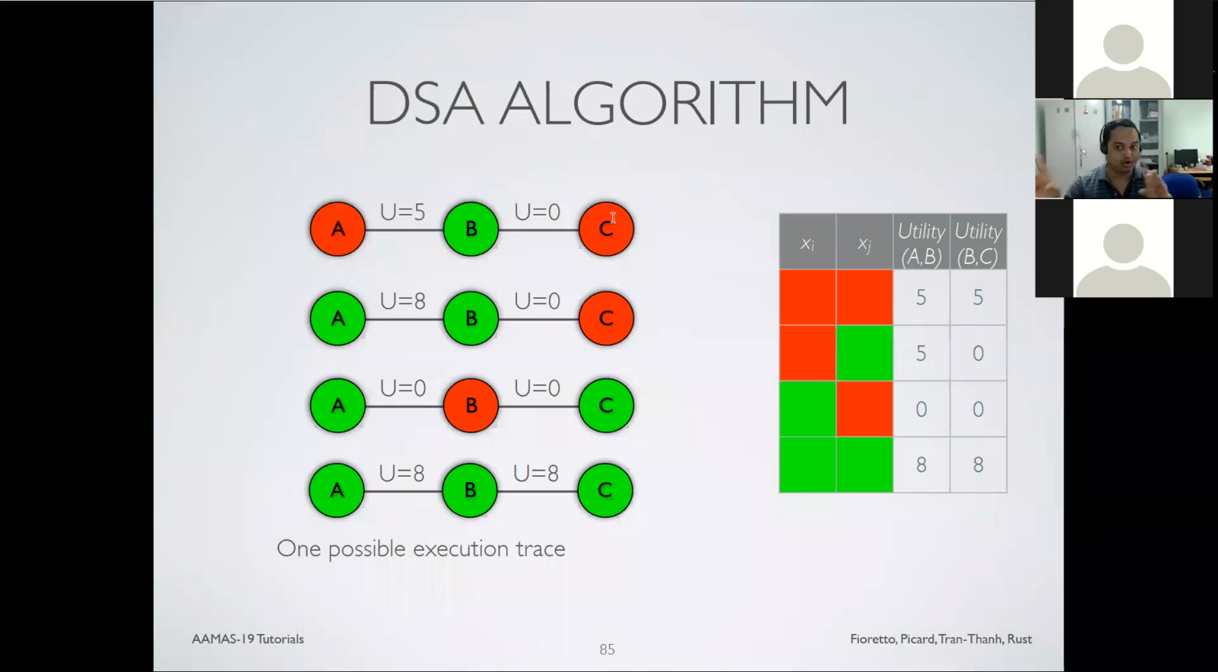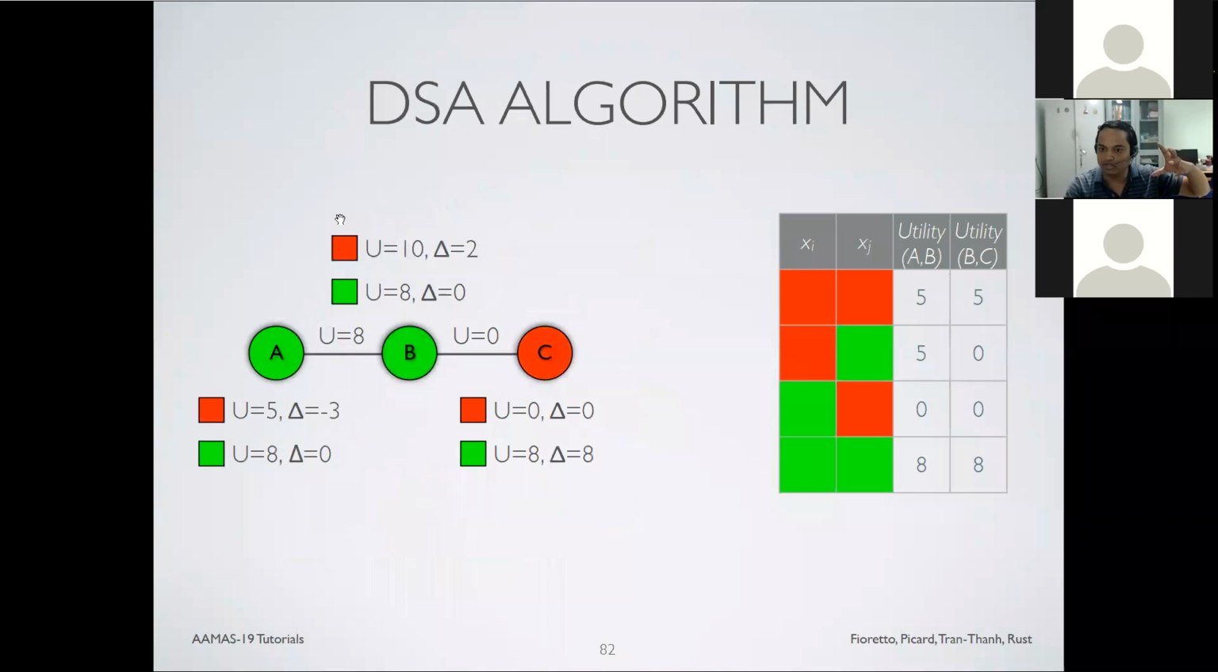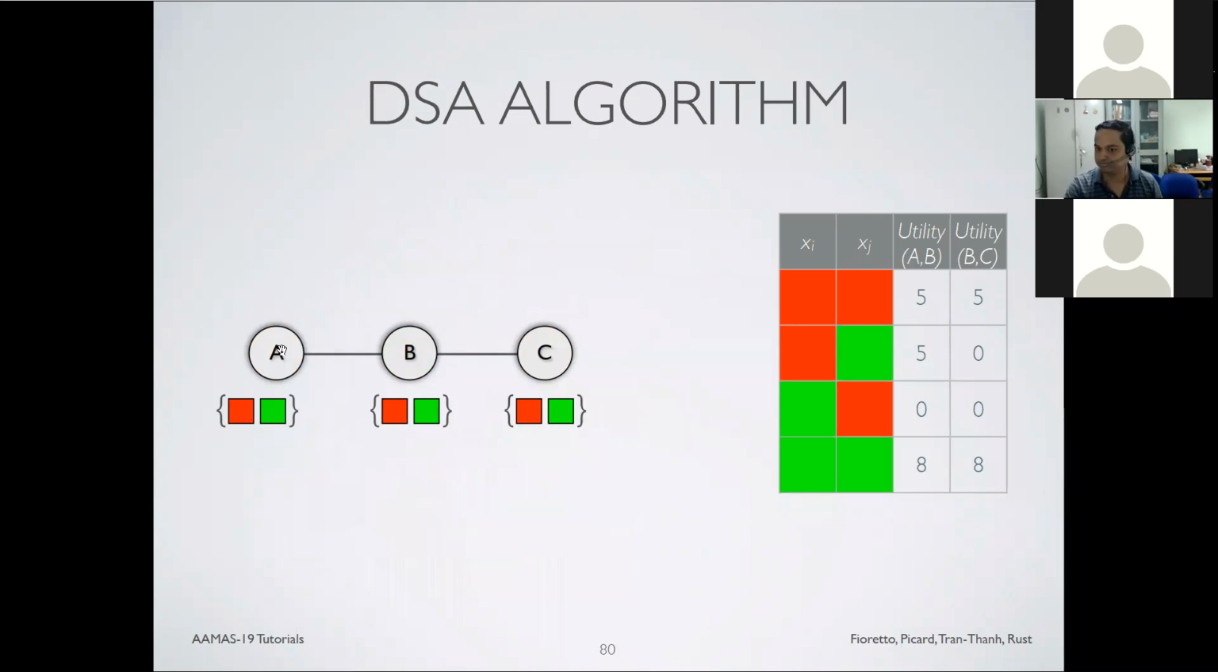Nobody is depending on the other. So that's why choosing the color of A is not dependent on choosing the color of B. The agent of A will choose its own color without thinking whether B is choosing or not. Agent of B is choosing its color without thinking whether A and C are choosing or not, because they are not dependent. Very simple example.